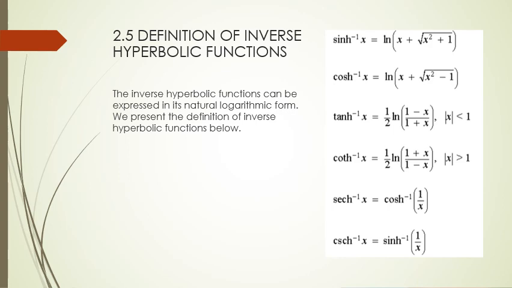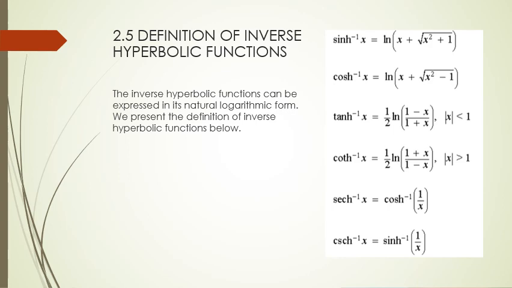The inverse hyperbolic functions can be expressed in their natural logarithmic form. We present the definition of inverse hyperbolic functions below. This is the table of definitions. Sine hyperbolic inverse x is equal to ln of x plus square root of x squared plus 1. Cos hyperbolic inverse x equals ln of x plus square root of x squared minus 1. Tangent hyperbolic inverse x equals 1 over 2 ln of 1 plus x over 1 minus x.